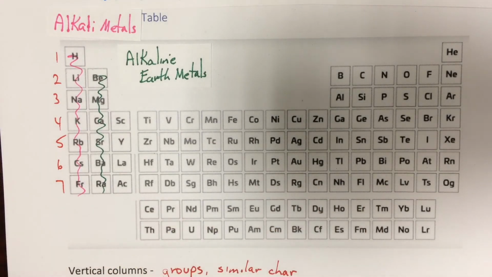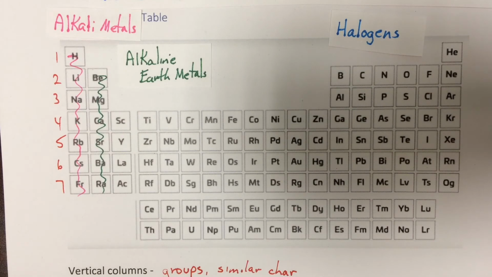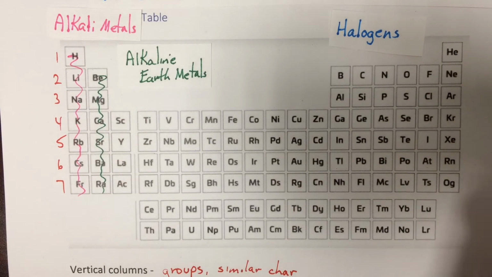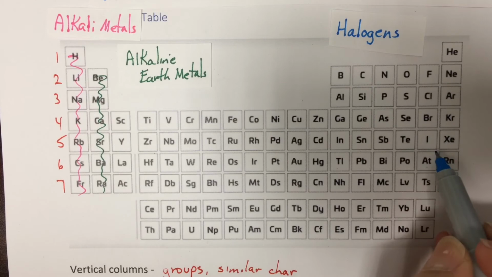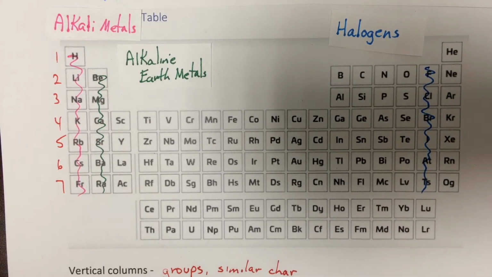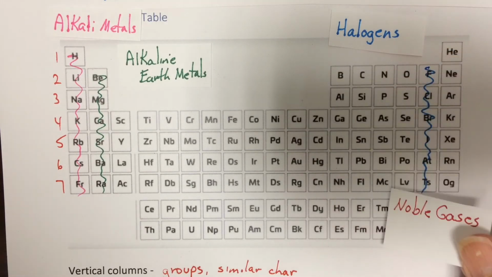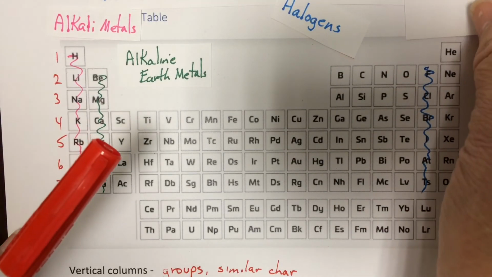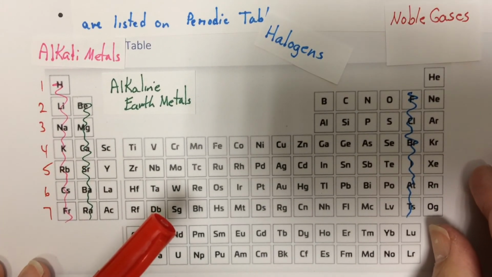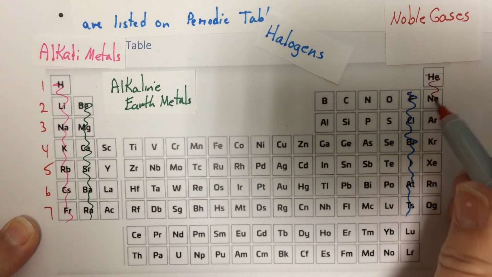We skip all the way over then to the halogens. The halogens are very, very reactive, and they consist of fluorine, chlorine, bromine, iodine. That's this column right there. And lastly, we have the noble gases. Now we'll move the halogens over. Noble gases. And they are the last column on the periodic table.